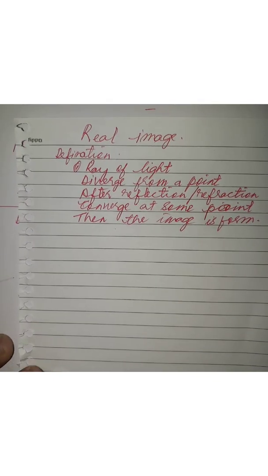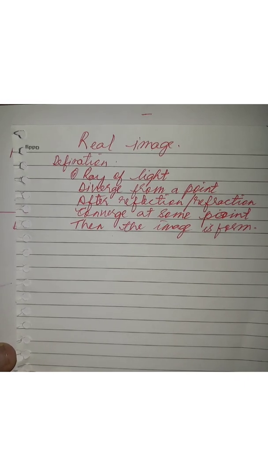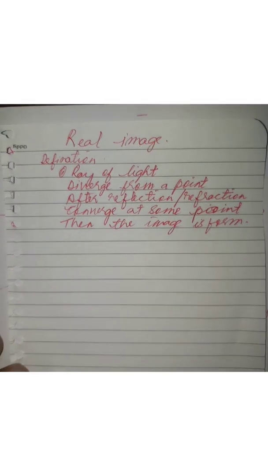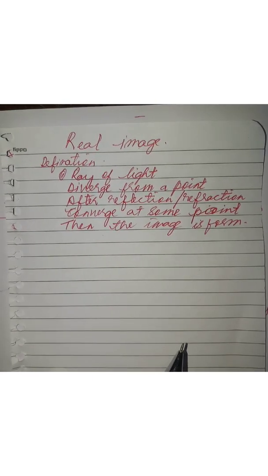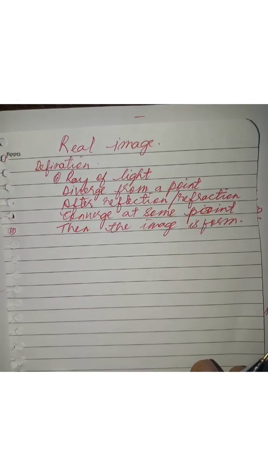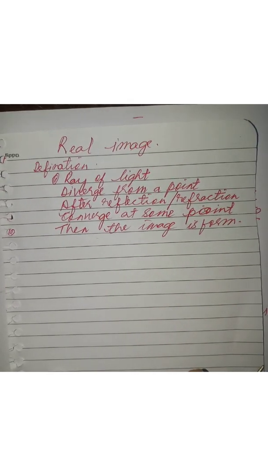In the previous class I discussed the formation of image in a plane mirror, that is the virtual image. I explained the two laws of reflection: the angle of incidence is always equal to the angle of reflection, and the incident ray, the reflected ray, and the normal all lie in the same plane. Now, in the next type of image, we are going to study the real image.